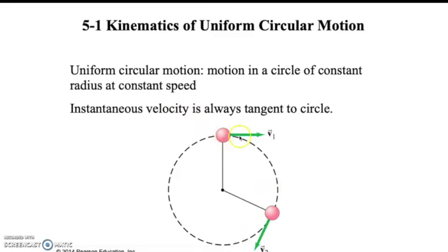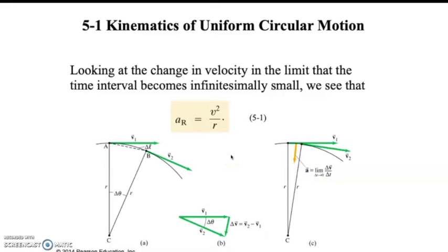Velocity always goes tangent to the circle. So if this thing's going in a circle, the velocity is always going to be a tangent line off of the circle. So looking at the change in velocity, and we're going to do a little bit of calc here, in a limit, the time interval becomes really, really small. So here's what we see, right? This is what happens, and you can see we can continue to get closer together, but the time limit gets smaller and smaller and smaller. We can take a look at the difference in the vectors, and here's what we get.